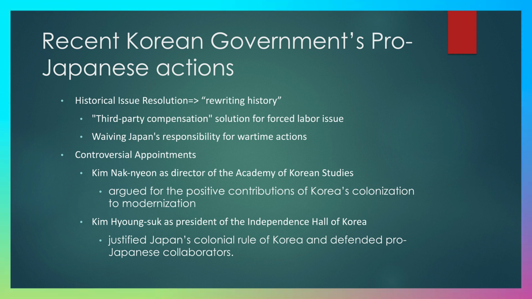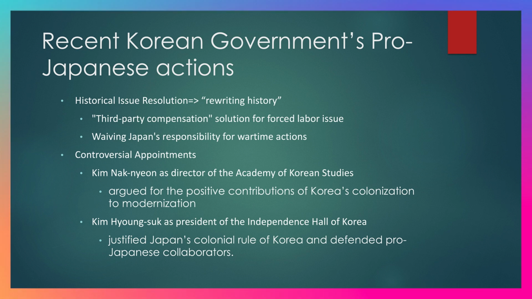So it's rewriting history again. History is not just about facts of something that happened in the past, right? He's trying to waive or erase Japan's responsibility for wartime actions, the wrongdoings, right? And there was not only the sex slavery, but a lot of forced labor. A lot of Korean people were forced to work for Japanese mines and things like that, right?